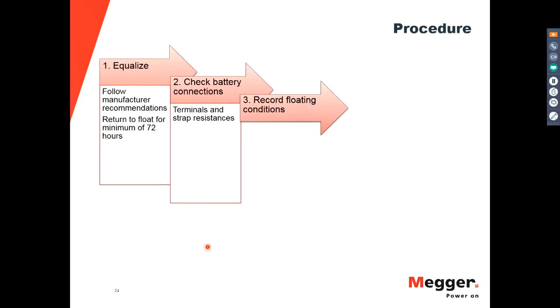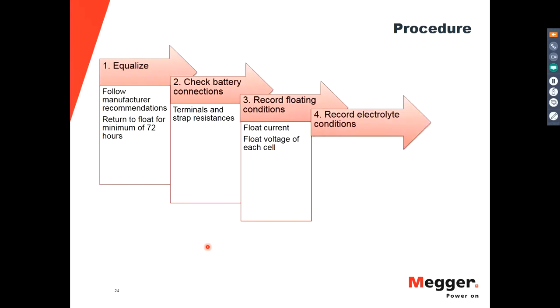Then you need to record all the floating conditions, float current and float voltage of each cell. You also need to record all the electrolyte conditions. This applies for VLA batteries, for vented lead acid batteries, or for vented batteries, because this could also apply to NiCad batteries.